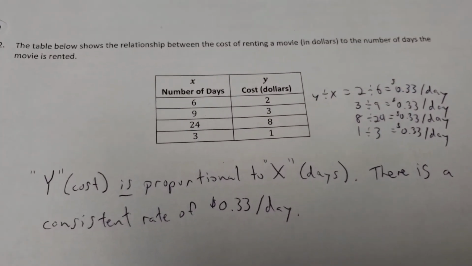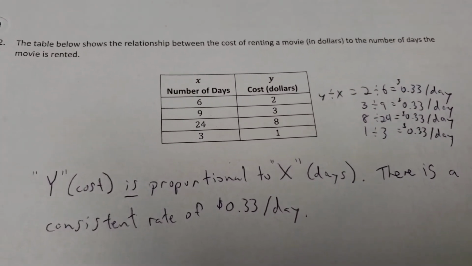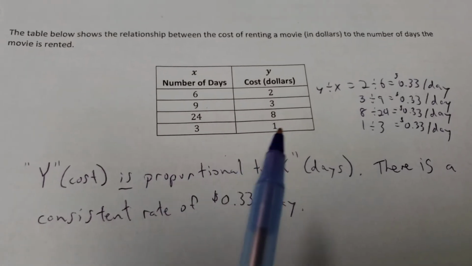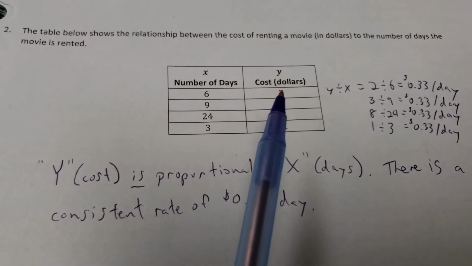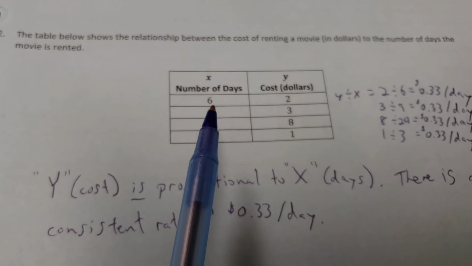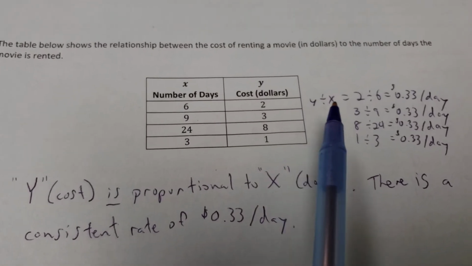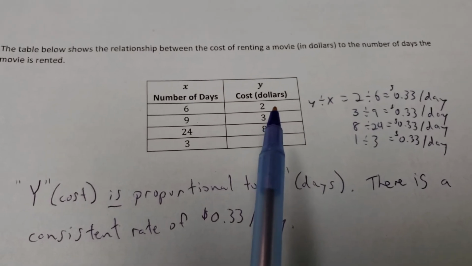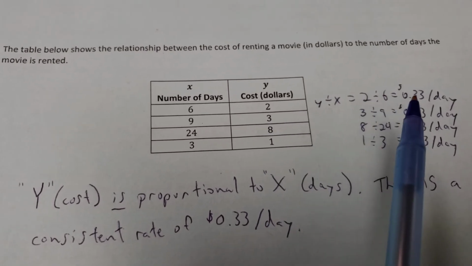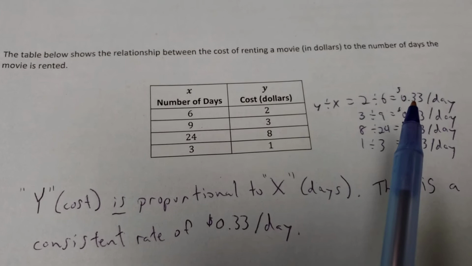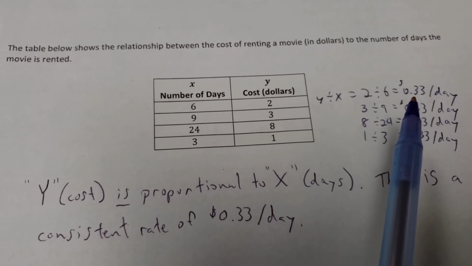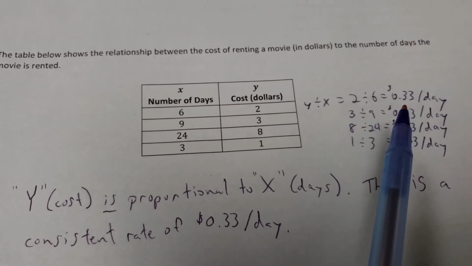All right, number 2, the table below shows a relationship between the cost of renting a movie to the number of days it's rented. So remember, it's y's being divided by x values, okay? Which you kind of see in my work over here, y's divided by x's. So my y value was a 2, and I divide that by 6, and I get 0.3333 forever on your calculator. But since it's money, I round to the nearest cent, which makes it 33 cents per day.